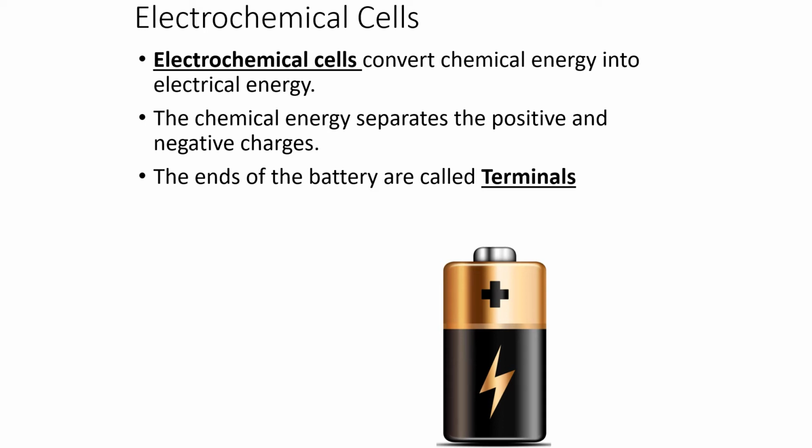Lum again. We're going to be moving on from static electricity, and we're going to be talking about electrochemical cells, and we're going to be talking about current electricity. So this week we're going to be looking at just some definitions to get a few things before we start talking about current electricity.